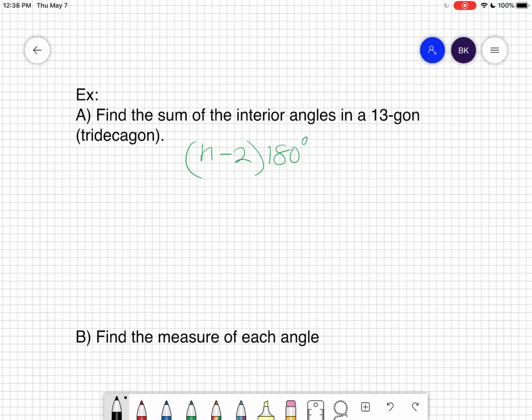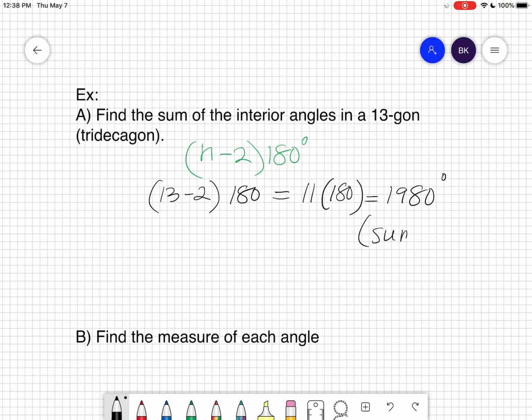Okay, so let's take a look. Number of sides is 13. 13 minus 2 times 180. Now 13 minus 2 is 11, and 11 times 180 will be 1980 degrees. This is the sum of all interior angles in a regular polygon, in this case tridecagon.